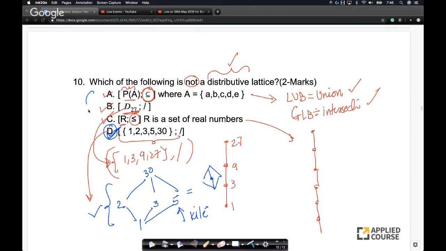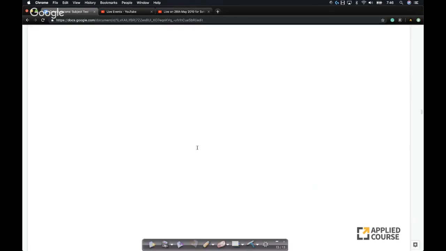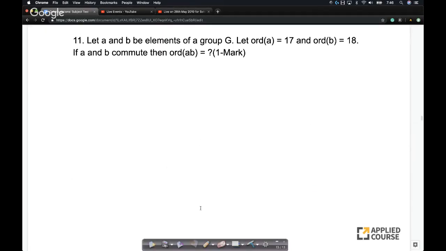Again, we are simply using the properties that we have studied in the course, and that's one of the fastest ways to solve these problems. If you understand the properties and can apply them smartly, you'll get answers very quickly. So let's go to the next question now.